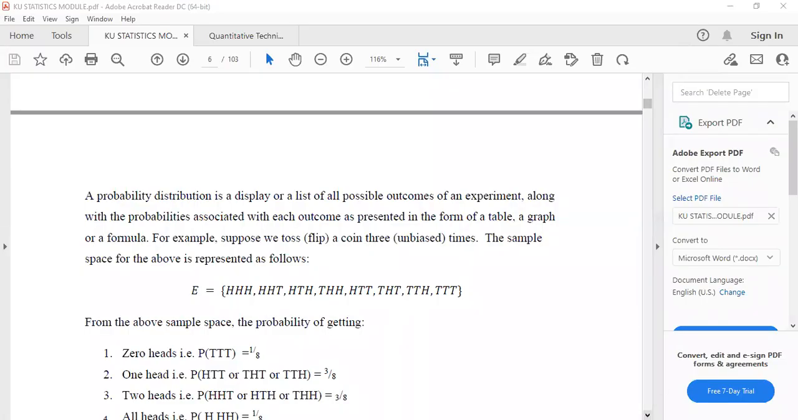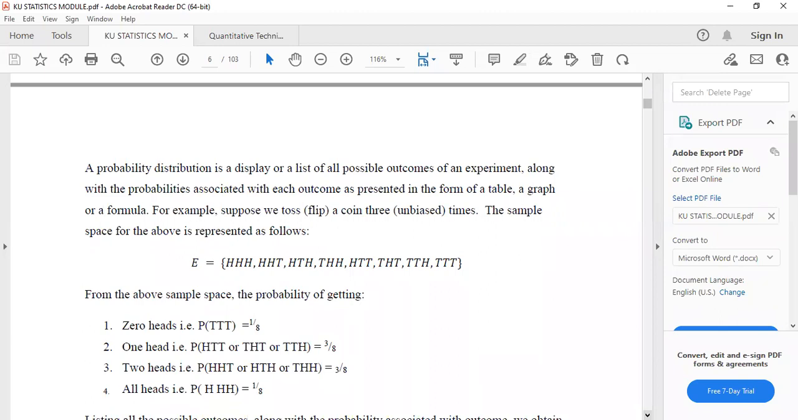Well, let me now introduce the distribution. So when you are talking of the population distribution, we are talking of a display of a list of possible outcomes in an experiment. And the probability will be associated with, for example, we've been given an example there where we are flipping a coin 3 times. So if you flip that coin 3 times, we are going to have 8 possible outcomes.